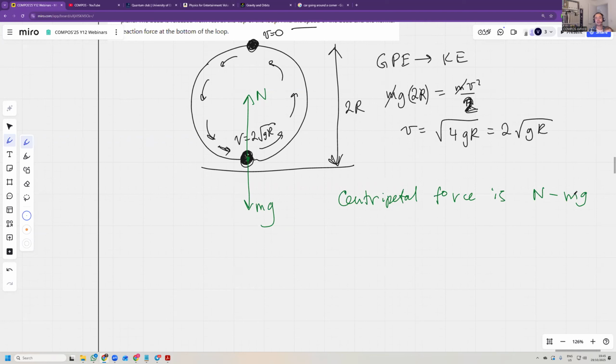Centripetal force is normal reaction minus mg. So it is the force going into the center minus the gravitational force.